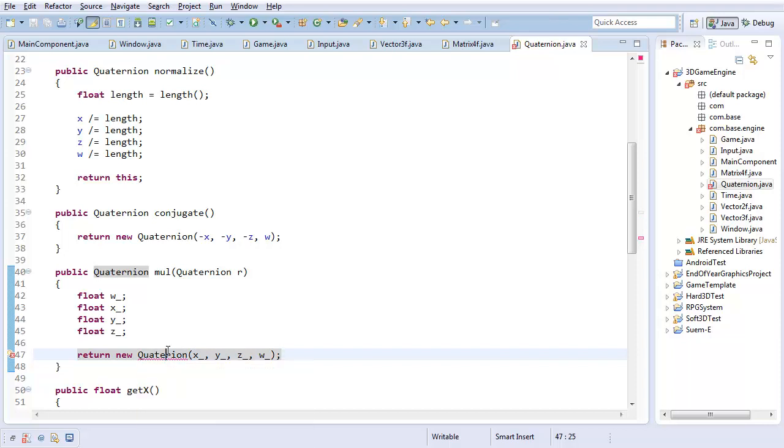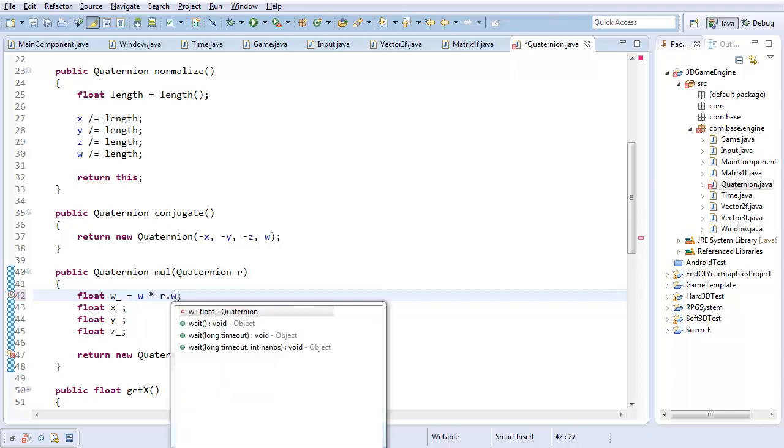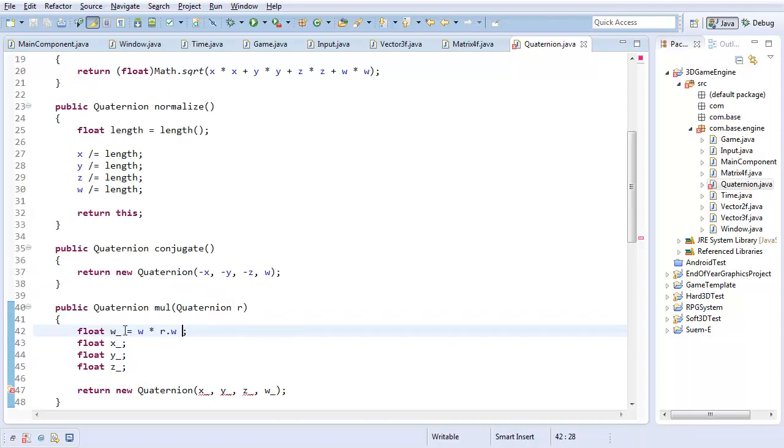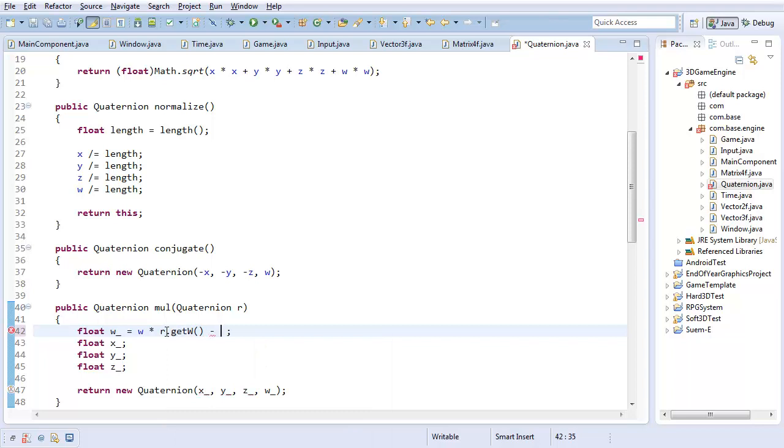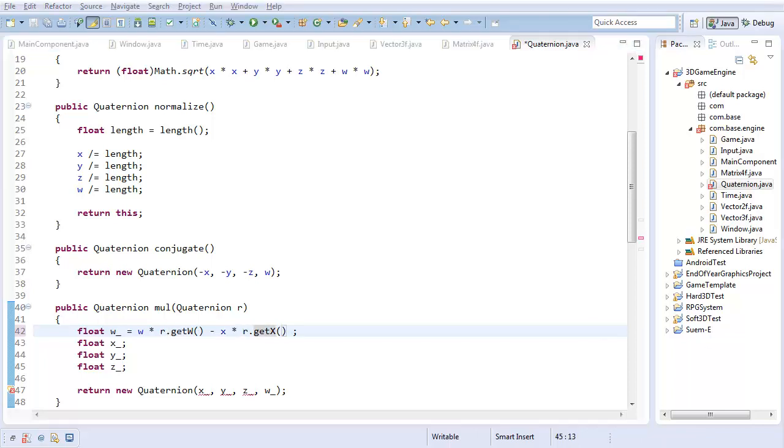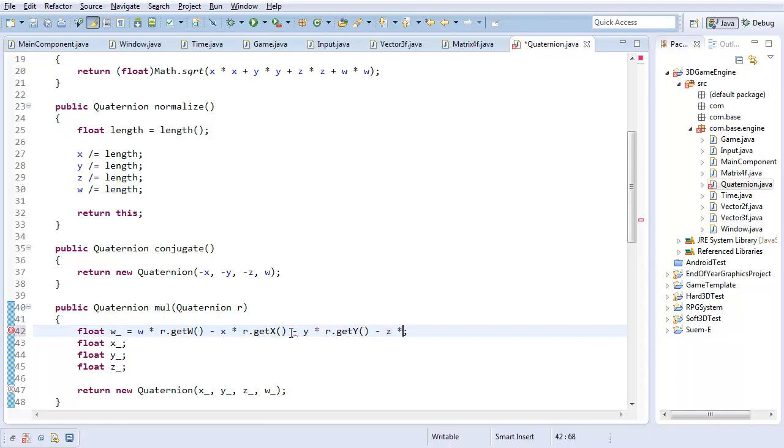Those are not initialized, but that's fine. So first off, the w. The w is essentially, you take each individual component of this one and multiply it by the same component in that one, and then just add them together. So, there you go, w times r dot get w, and now minus x times r dot get x. And the reason I'm doing it like this is because, remember, the x components are imaginary, so x imaginary number times imaginary number gives a negative number, so that's why it's subtraction. Minus y times r dot get y, minus z times r dot get z.